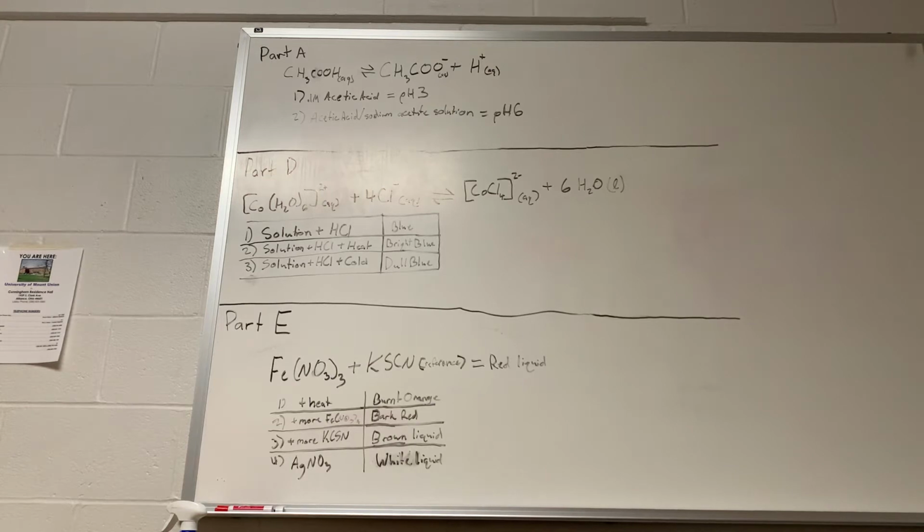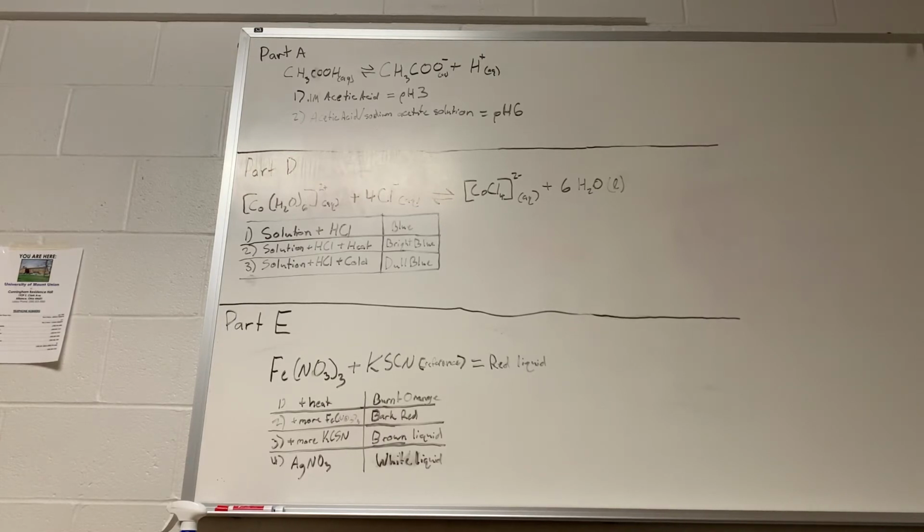So the first part is the equilibrium equation, with the reactants on the left and the products on the right, and the pH of 0.1 moles of acetic acid is 3. And then when you add sodium acetate to the solution, the acetic acid solution has a pH of 6.